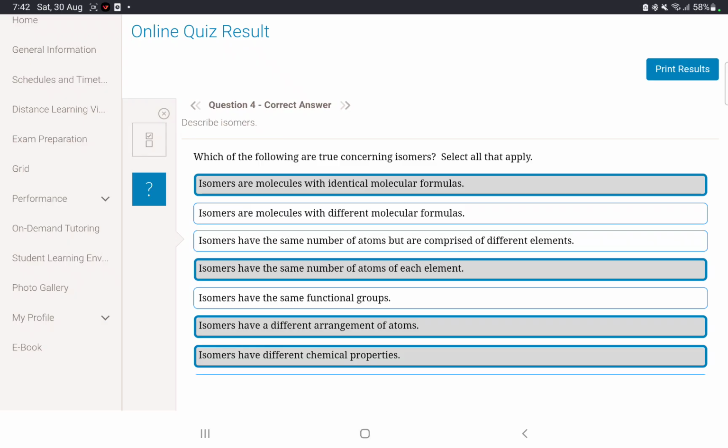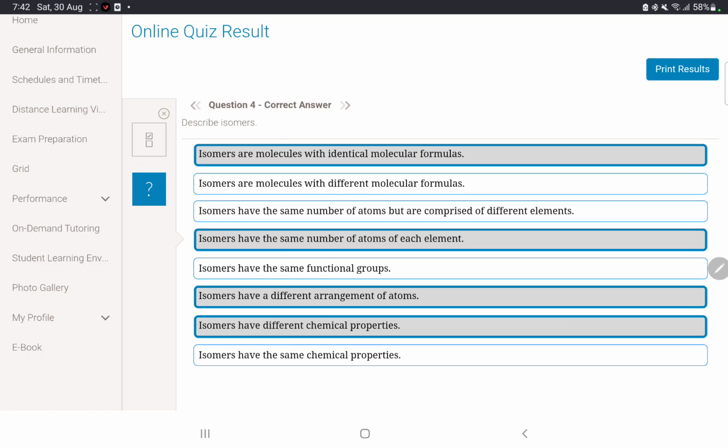Isomers have the same functional groups. No, they don't have the same functional groups. That's why they are called isomers. They have a different arrangement of the atoms. And isomers have different chemical properties. So isomers have the same number of atoms, but they don't have the same chemical properties or the same functional group. One of them is arranged differently than the other, but they have the same number of atoms and identical molecular formula. So the exact same.